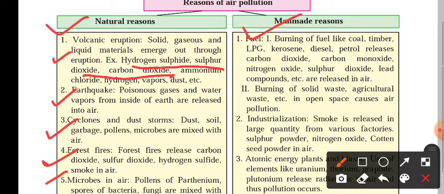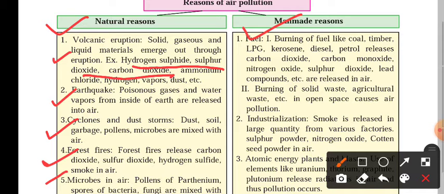On the other side, when we talk about the man-made reasons, one of the most important is fuel burning. Burning of fuels like coal, timber, LPG, kerosene, diesel, petrol, when we burn them, they release different kinds of gases into the environment, like sulfur dioxide, nitrogen oxides, carbon monoxide, and carbon dioxide. So these are the harmful gases which are released in the air when they are consumed or burned.